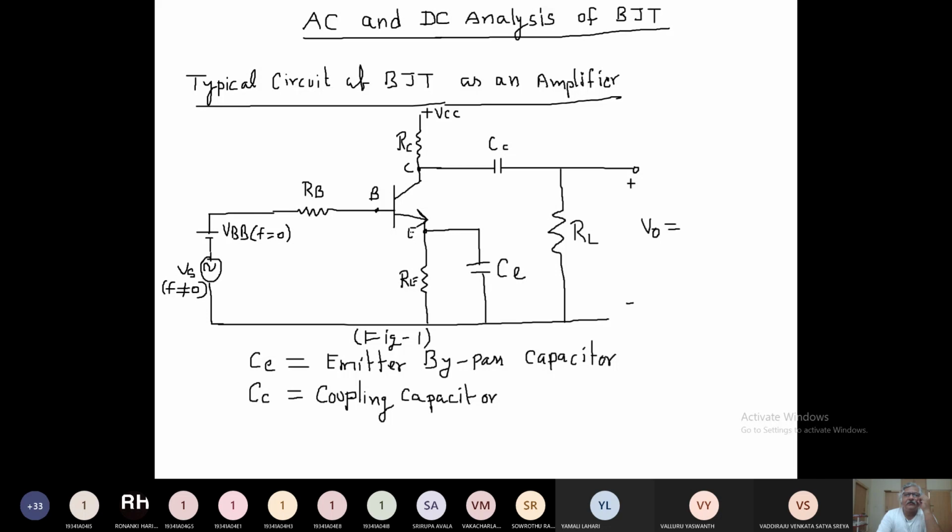When we have to do the DC analysis, since the frequency of the DC source is 0, the capacitive reactance offered by the capacitance will be infinite. So we have to make the capacitors open circuit when we are doing the DC analysis. And at the same time, we have to do the short circuiting of the AC source, right?